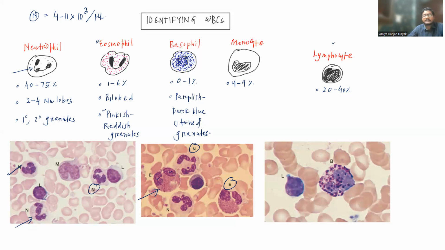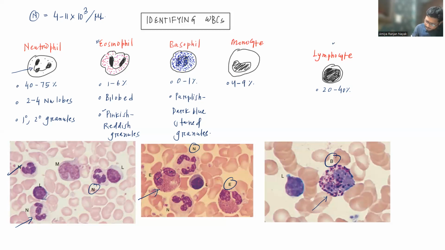Most of the time, these granules tend to overlap the nucleus. So in the peripheral smear, if you see a cell like this, which has dark stained granules overlapping the nucleus, present over the nucleus, then that is the basophil. So this is a basophil. And this is the least common type of WBC that we are going to find in the peripheral blood.